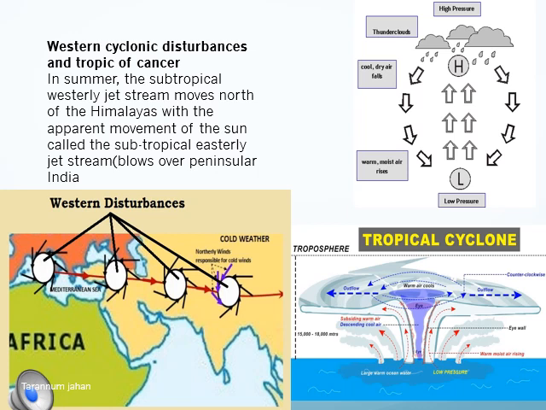In this way, the tropical cyclone even changes the climatic condition of the country. So yes, both the western cyclonic disturbance and the tropical cyclone do change the Indian climatic condition. So here we are very clear with all the factors which affect the Indian climate.